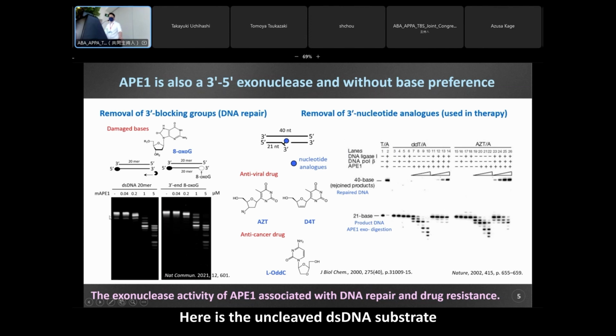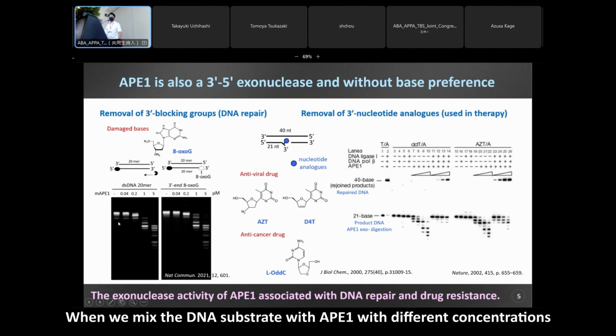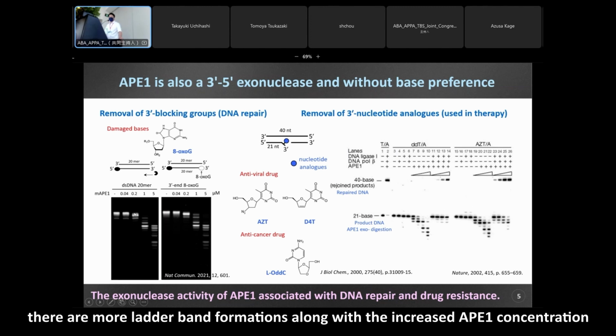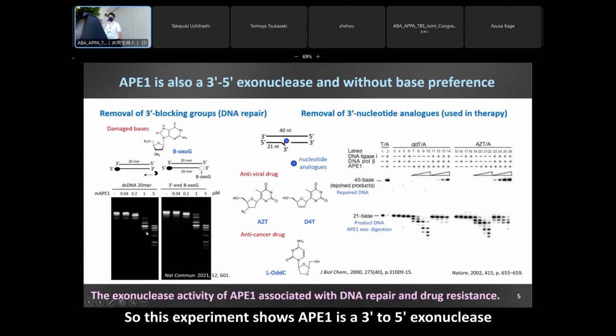Here is the uncleaved double-strand DNA substrate, and we label the fluorescence dye at the 5' end. When we mix the DNA substrate with APE1 at different concentrations, as you can see here, there is more lower band formation along with the increased APE1 concentrations. So this experiment shows APE1 is a 3' to 5' exonuclease.